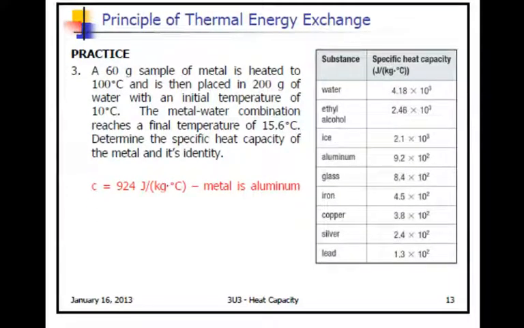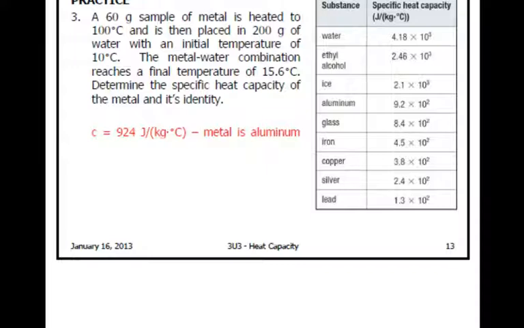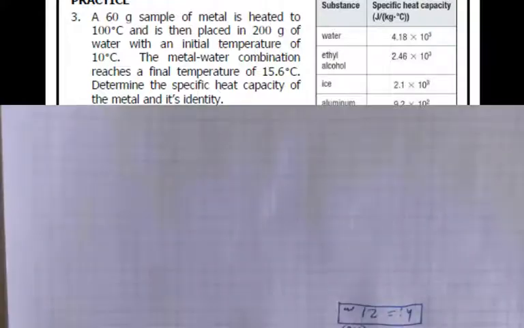Now let's do some problems that involve using different substances which have different specific heat capacities. So in this question, it says here that we have a 60 gram sample of a metal, and it's heated to 100 degrees Celsius. And then it's placed in 200 grams of water with an initial temperature of 10 degrees Celsius. The metal-water combination reaches a final temperature of 15.6 degrees Celsius. So we have to identify the metal, and we can do this by determining its specific heat capacity. So let's start.